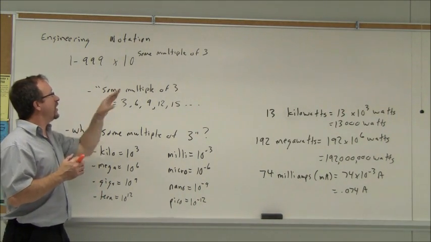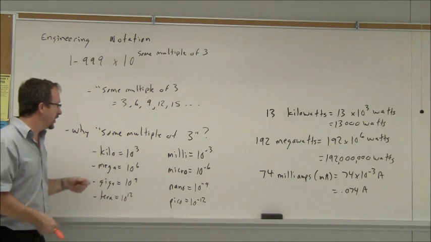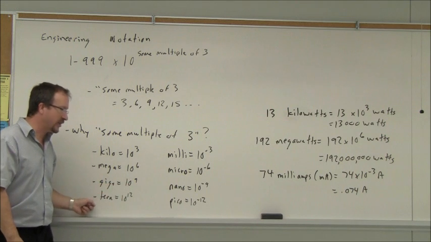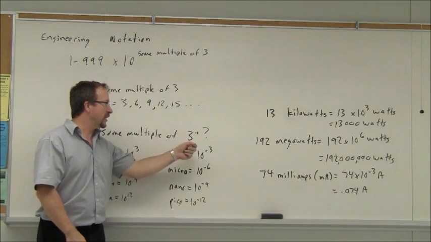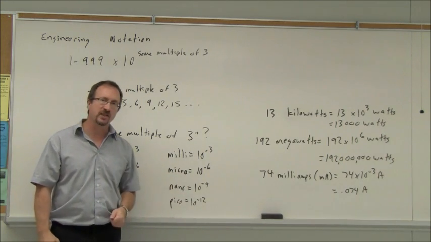Well, you have to remember that these multiples of 3 actually relate to our metric prefixes. Things like kilo, it's 10 to the 3, mega, 10 to the 6, giga, 10 to the 9, tera, 10 to the 12, milli, 10 to the minus 3, micro, 10 to the minus 6, nano, 10 to the minus 9, pico, 10 to the minus 12.